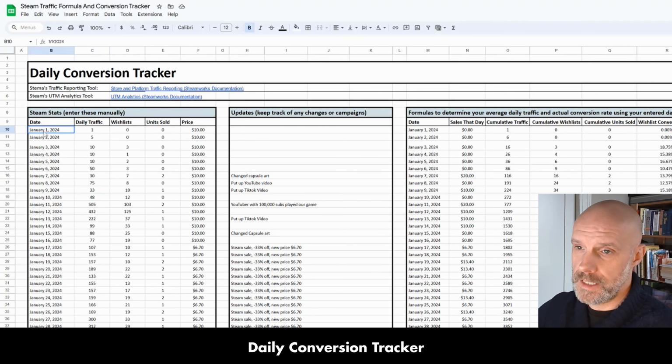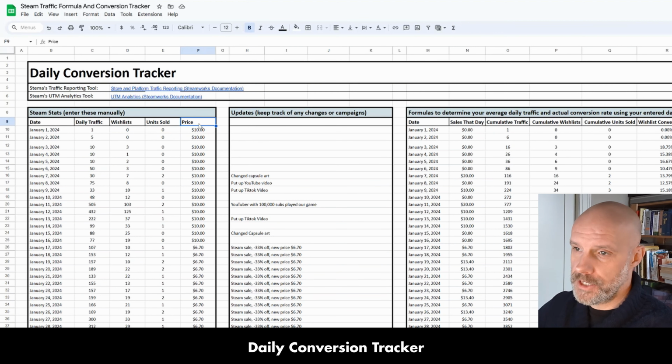So the first one is the date, and I'm starting January 1st, 2024, but your launch date can start here, whatever your launch date was, so you can start tracking sales on the day of your launch. Or it can be the fiscal year of your business, whenever you start, usually March or April, whenever, right? Okay, so this is daily traffic. And in my example, I just plotted in a simple increase in traffic. So this will come from Steam stats, right? And then also wish list will come from your Steam stats, and your units sold, and then your price.